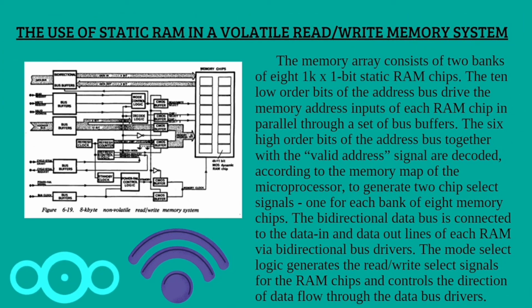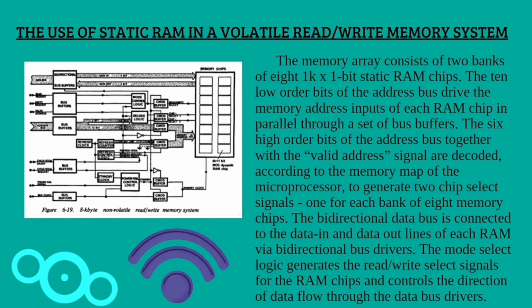So let's move on to the use of static RAM in a volatile read or write memory system. The memory array consists of two banks of 8 1K times 1 bit static RAM chips. The 10 low-order bits of the address bus drive the memory address inputs of each RAM chip in parallel through a set of bus buffers.